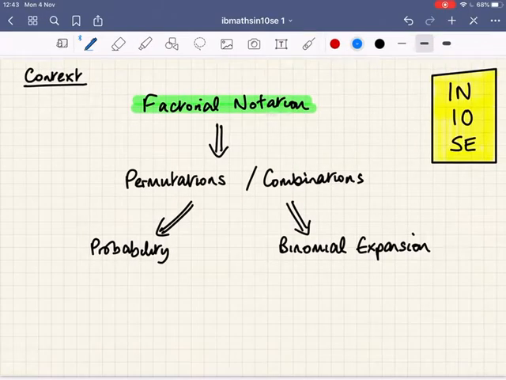Where does this lead us? Well, with factorial notation, this leads us into the work we're going to do on permutations and combinations, which is essential knowledge for the work later in the course on probability and on the binomial expansion, which requires knowledge of handling factorial notation. So what is factorial notation?